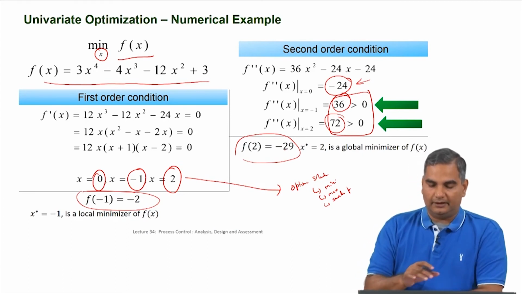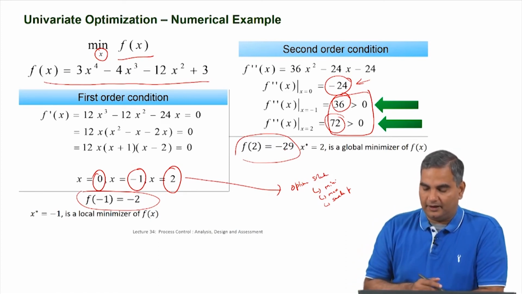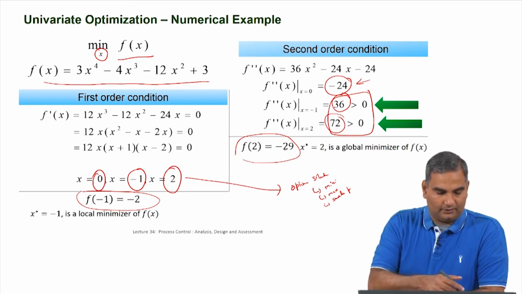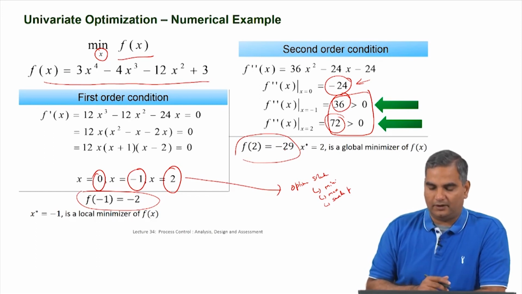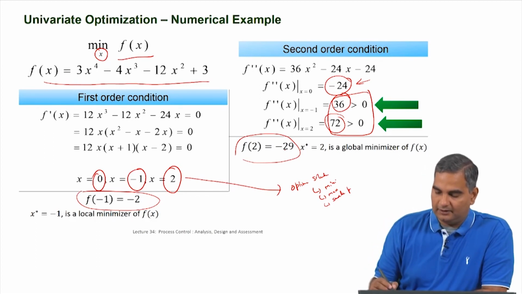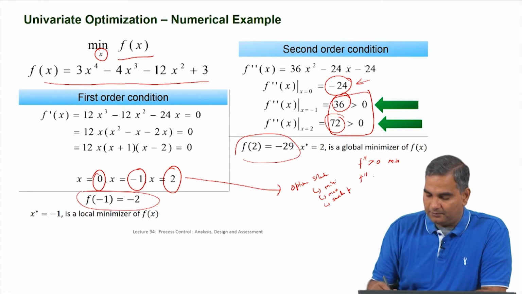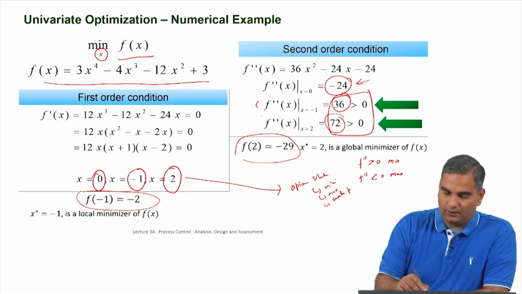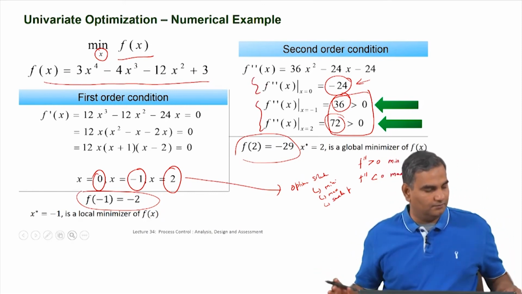So take a look at this slide, please go through the derivations yourself, and as long as you are able to come to the same conclusions, you have understood very simple univariate optimization. The only thing is this f double prime is greater than 0 for a minimum point, and f double prime is less than 0 for a maximum point. Okay, so these two are minimum points, this is a maximum point. Okay. So this is a very simple idea.